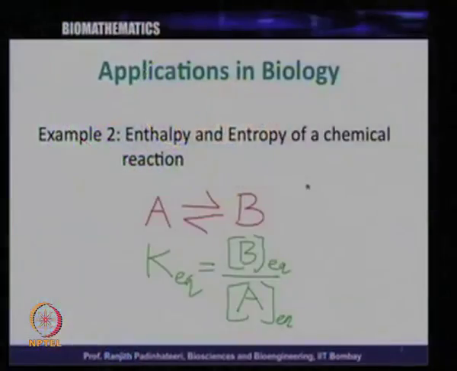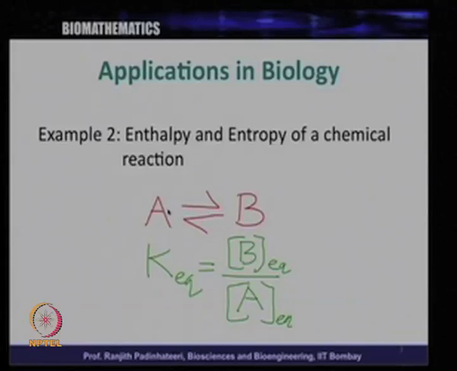Let us take the simplest case, as you see in the slide here. A goes to B and B goes back to A. So, this is a reaction with a forward arrow from A to B and a backward arrow this way.